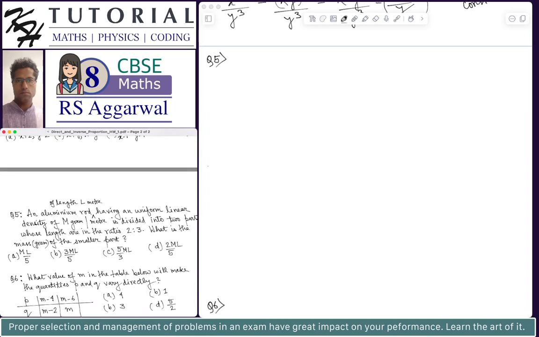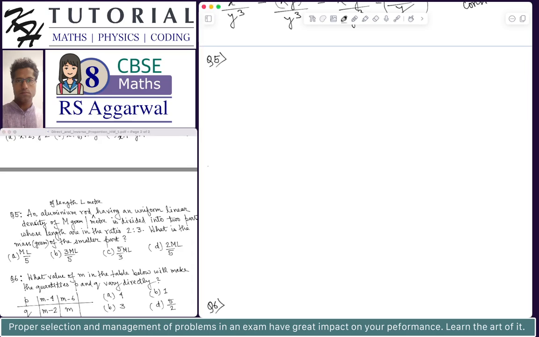Okay. Now it is given that the aluminum rod has a uniform linear density. Linear density means the mass of the rod per unit length of the rod, mass per unit length, that is known as the linear density. So it is given the linear density of the rod is m gram per meter. And the rod is of length L meter, and it is divided into two parts whose lengths are in the ratio 2 is to 3.